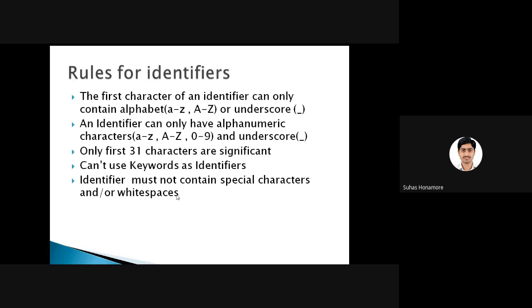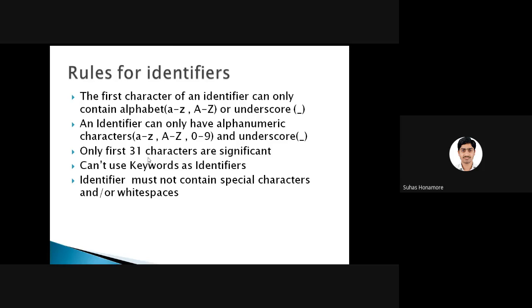If you saw the previous example, I think one example we took was identifying the average of 3 numbers. There we have taken n1, n2, n3 as variable names. So n is a letter, followed by a number, 1, 2, 3 like that. n1, n2, n3, those things are allowed.